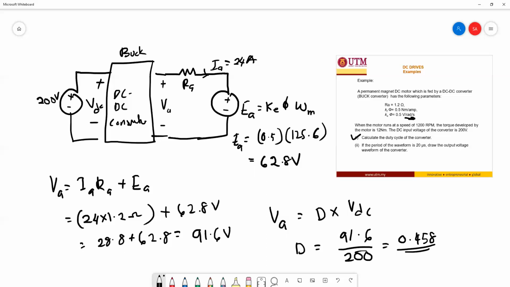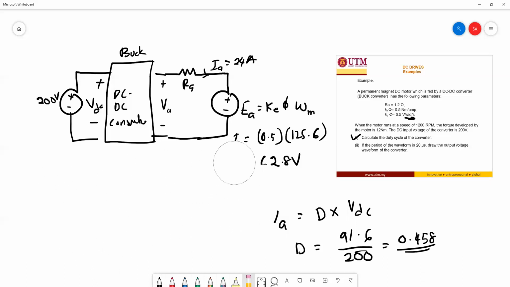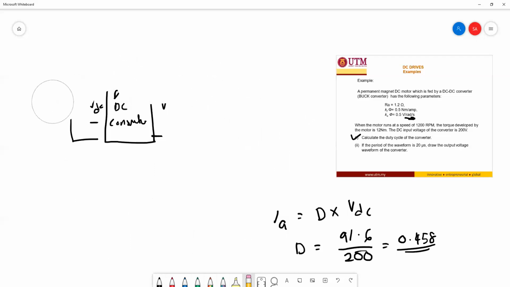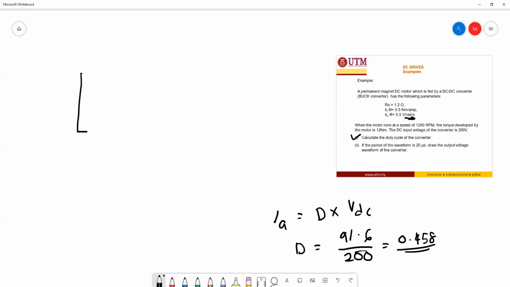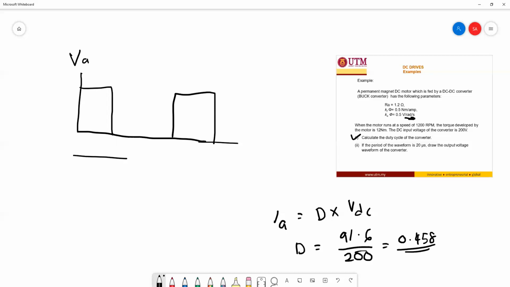So the second question: if the period of the waveform is 20 microseconds, draw the output voltage waveform of the converter. So since it's a DC-DC converter, the output waveform should be a switching waveform. So this is your V armature. So it should be like this, right? There is a pause. So for one period, it says that this period is 20 microseconds.